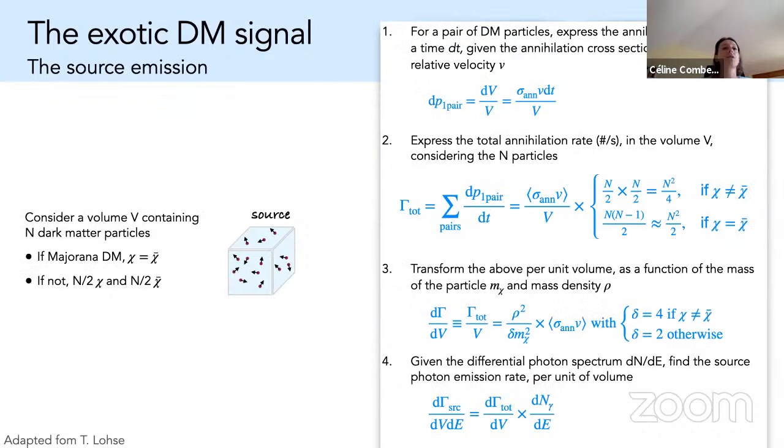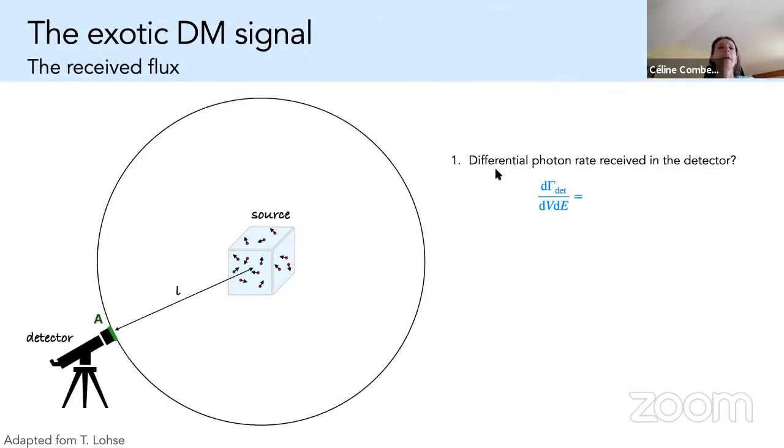So this was the source. Now I'm located at a distance L from this source, and I have a detector with a surface area A. So what is the photon rate I am going to receive at my detector? I need to take the rate emitted at the source. The source is emitting in all directions, so I have a 4 pi L squared, and I multiply by the reception area of my detector A.